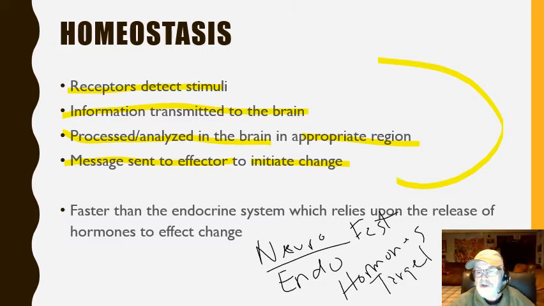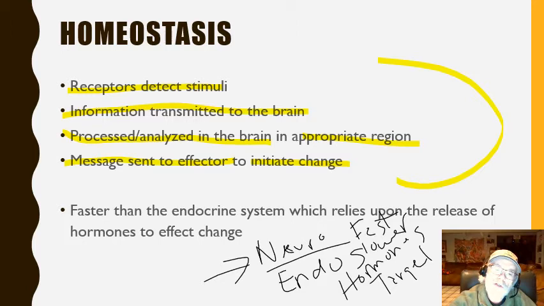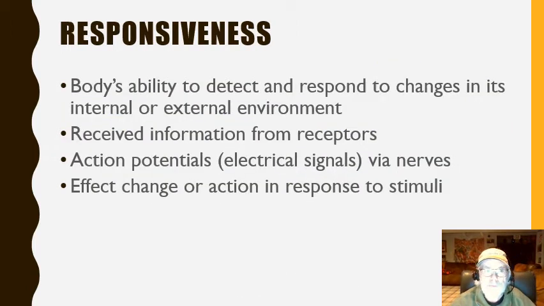And they produce an effect at that target organ. The target organ will produce some type of effect to actually get you back. The problem is it's slow. So if I want a really fast change, the neurological system. If I want a slower change, the endocrine system is appropriate.